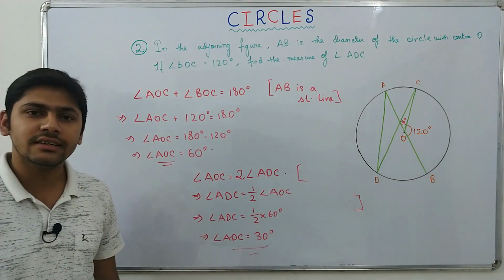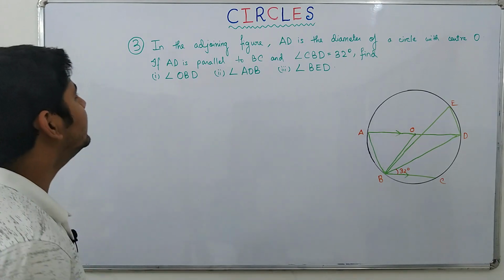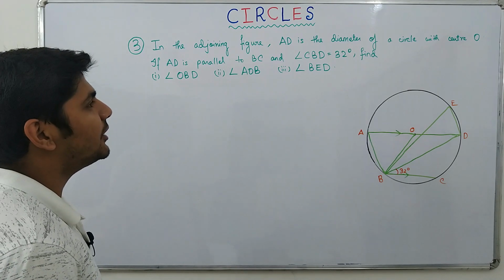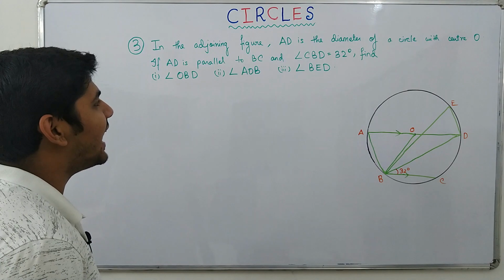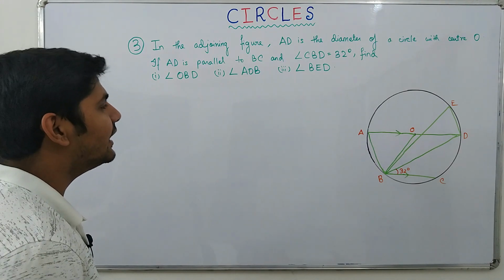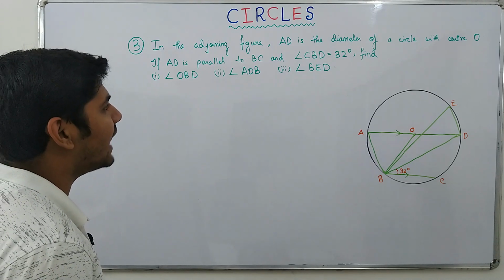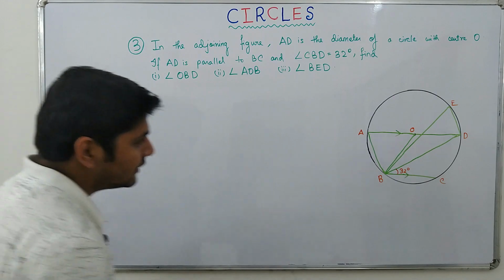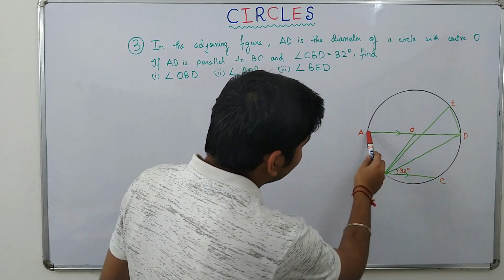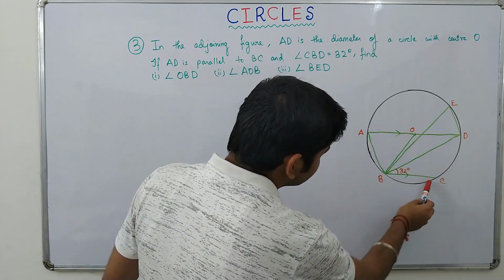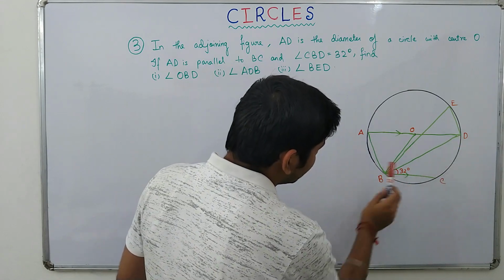Now we will move on to the next sum. Moving on to sum number 3. In the adjoining figure, AD is the diameter of a circle with center O. If AD is parallel to BC and angle CBD is equal to 32 degree, you have to find number 1 angle OBD, number 2 angle AOB, and number 3 angle BED. This is the given figure. AD is the diameter of the circle and AD is parallel to BC. Angle CBD is given, which is 32 degree.